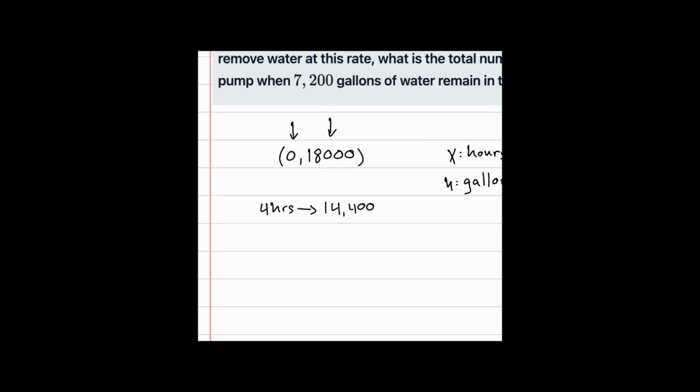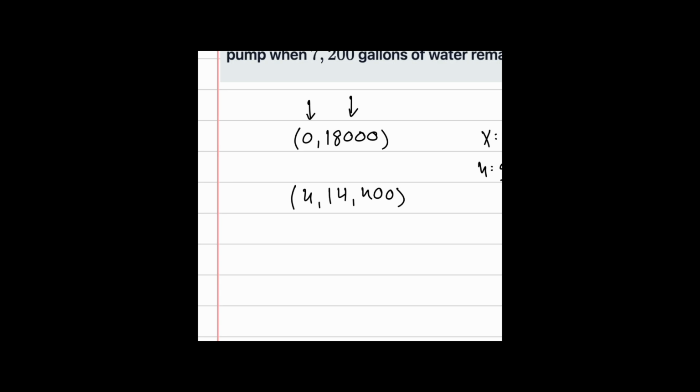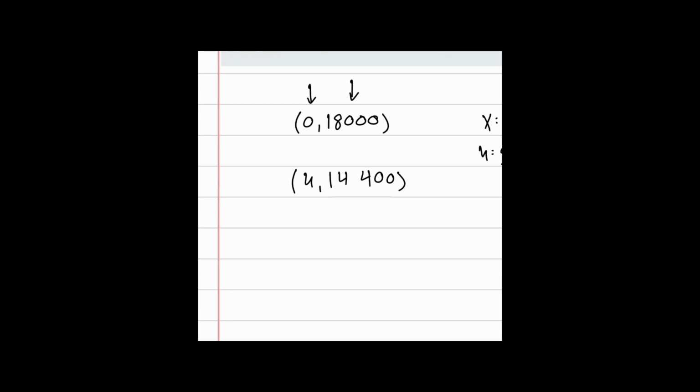right? And I can also get a point from this information when it says that after 4 hours there's 14,400 gallons remaining. I can convert that to a point. I can say that this is a point 4, comma 14,400, right? Because again, after 4 hours of using the pump, there's this many gallons remaining. And I'll remove the comma here so that we don't get confused. Yeah, after 4 hours, there's 14,400 gallons remaining. So now I have 2 points, and one of those points is a y-intercept, which is really all I need to write an equation for this situation.